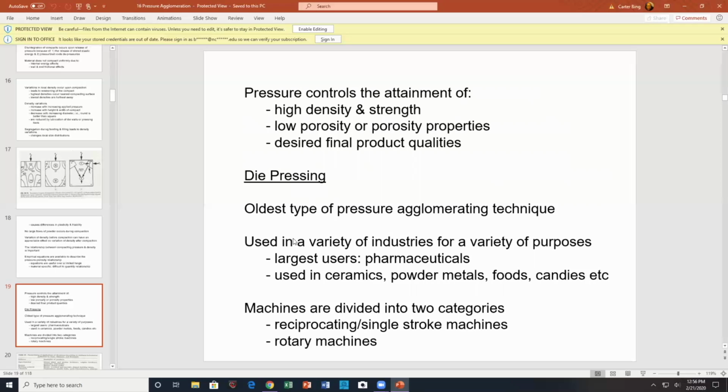Die pressing is used in a variety of industries for a variety of purposes. The largest users are pharmaceuticals, and it is also used in ceramics, powder metals, foods, and candies. It is divided into two categories: reciprocating single-stroke machines and rotary machines.